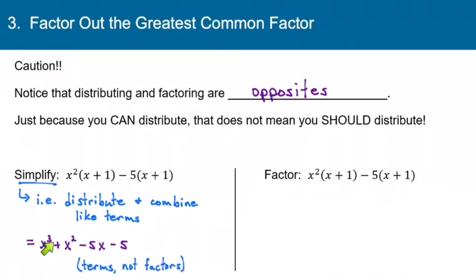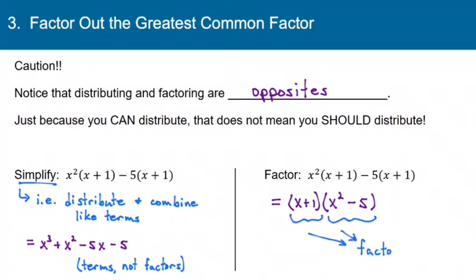X to the third is a term, x to the second is a term. On the other hand, if our instructions say factor, then we need to write this in a multiplication form. So we're going to look for the common factor, and we see that they both have a factor of x plus 1. So I would pull out the x plus 1, and then my second set of parentheses would be x squared minus 5. Notice that this expression is written in factors, not terms. X plus 1 is a factor, and x squared minus 5 is a factor because they are multiplied together. Here, these are terms because they are not being multiplied together, they're being added and subtracted.